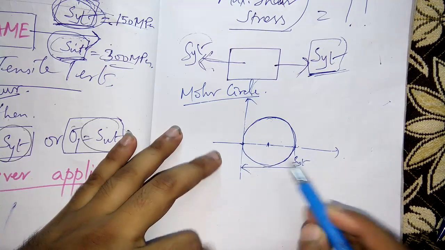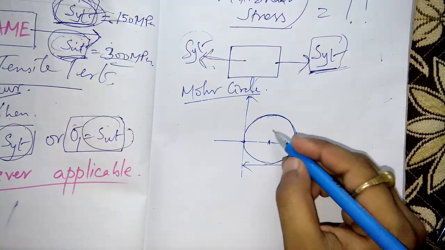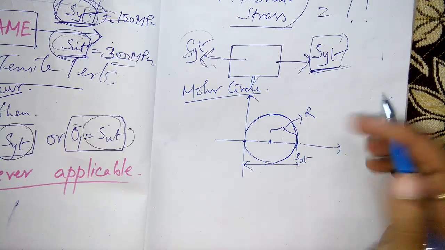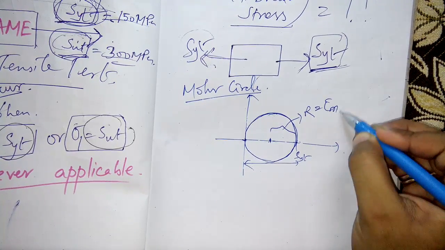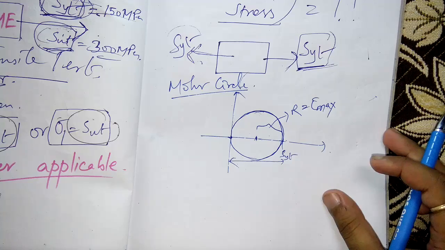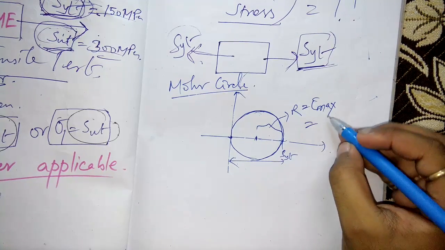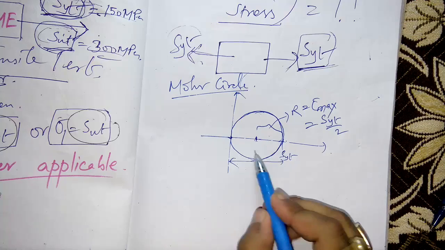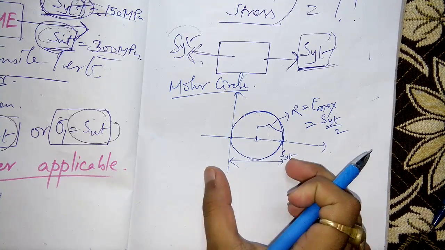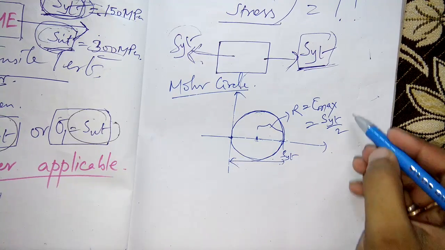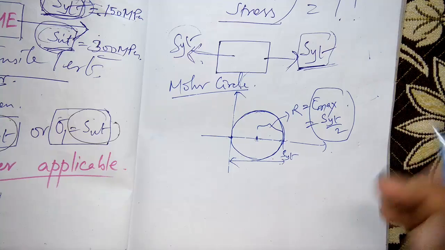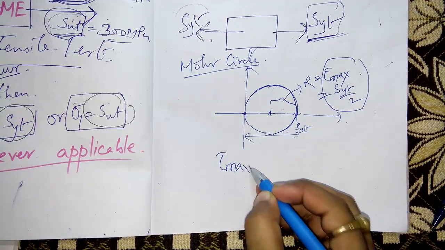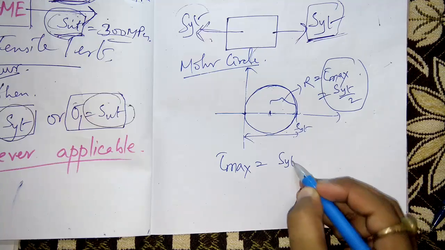And we always know that the radius of the Mohr's circle, R, is the value of the maximum shear stress, which is nothing but SYT by 2, because this radius is half of SYT. Total was SYT, half is SYT by 2. So we come to the conclusion that tau max is SYT by 2.